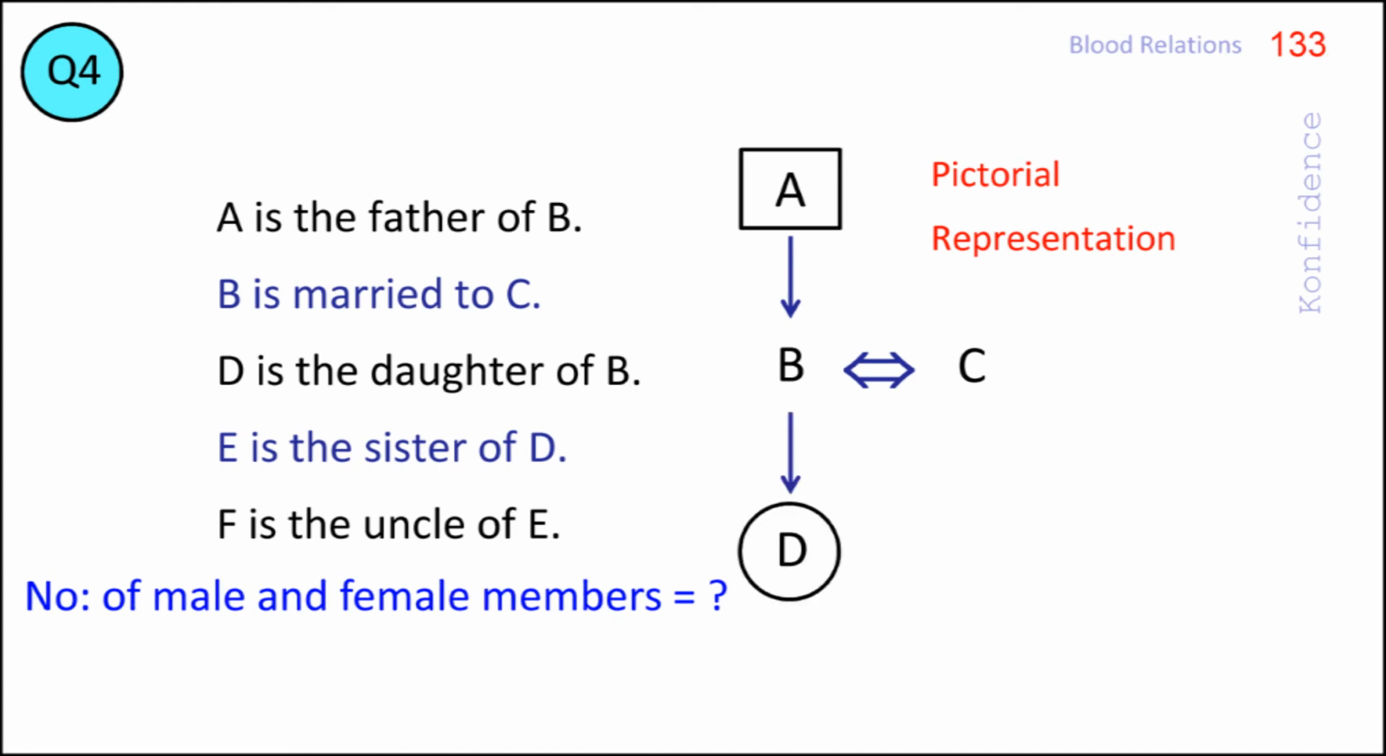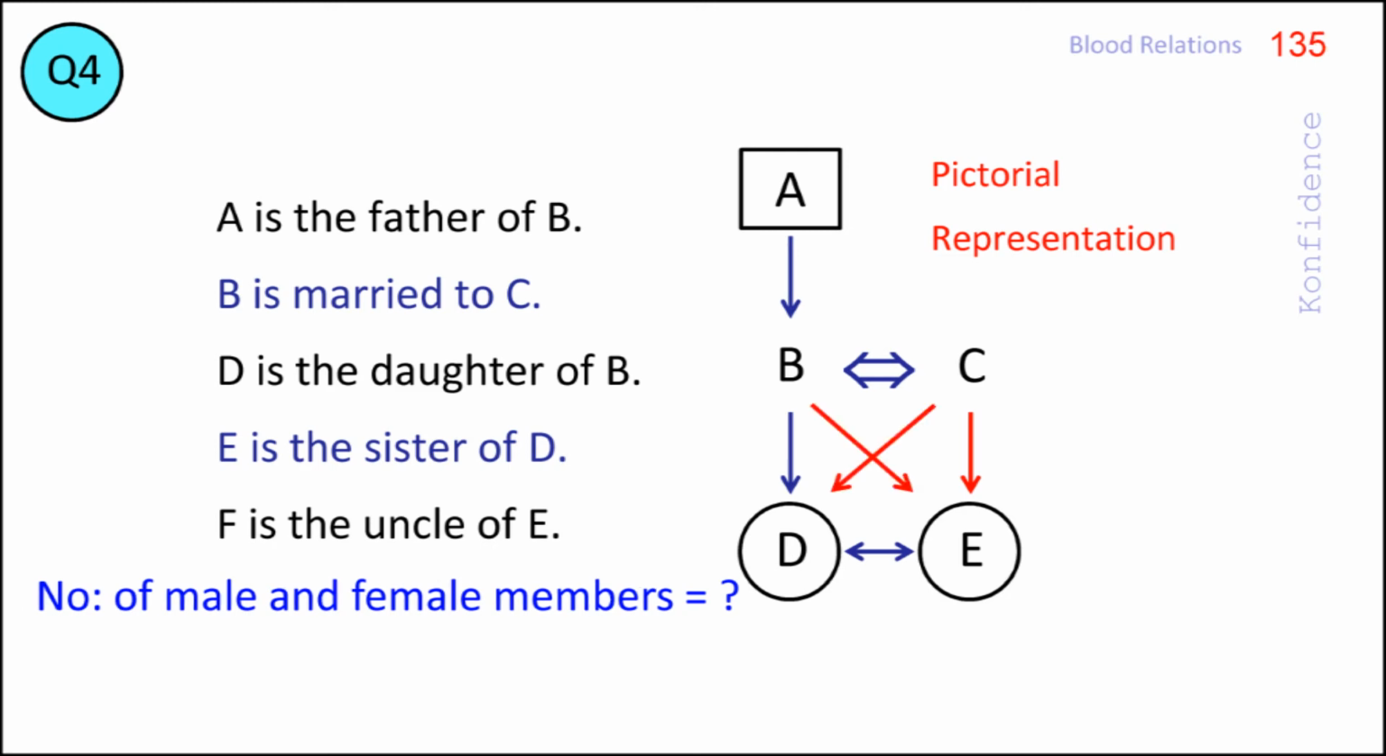From the statement, D is the daughter of B, we can say that D is a female. The statement E is the sister of D indicates that E is also a female. The relationship between D, E, B, and C are indicated in the diagram.